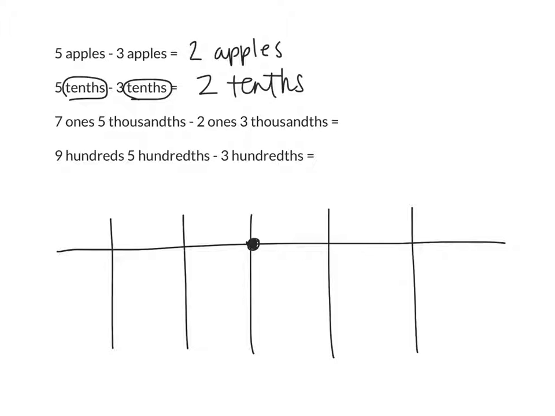So, just like yesterday, get started by drawing yourself a place value chart. If I have 7 ones, I can show 7 ones by drawing 7 discs in the what column? 1, 2, 3, 4, 5, 6, 7. Remember, I like to draw 5 across so that I can see quickly groups of 10. Okay, and then I have 5 thousandths. So that means I have to draw 5 discs in which column? Thousandths. Go ahead and do that. 1, 2, 3, 4, 5.